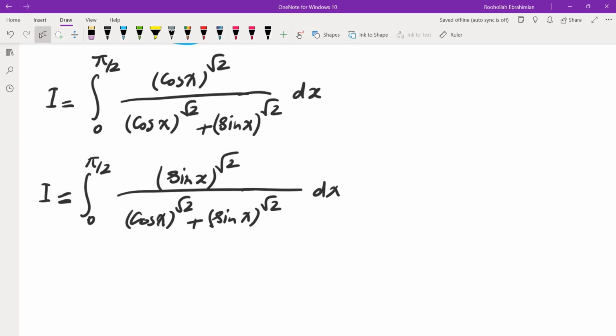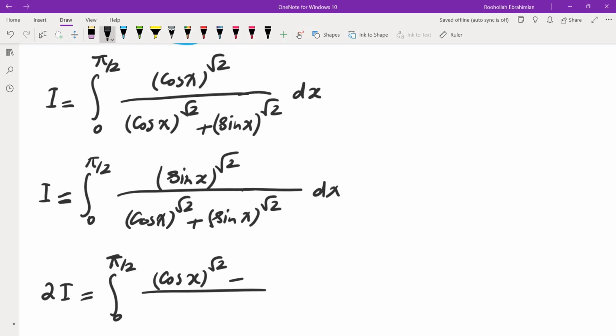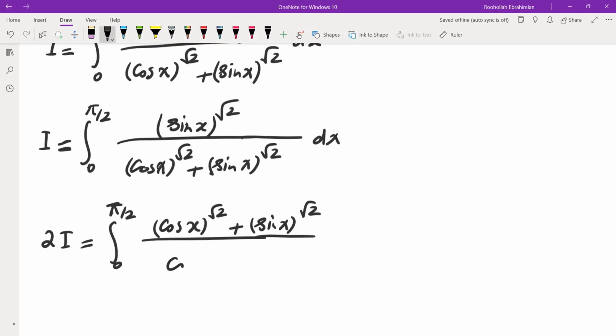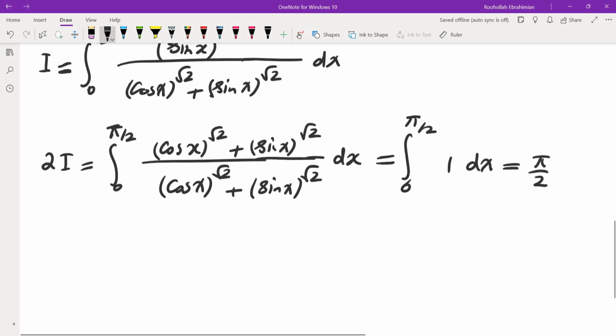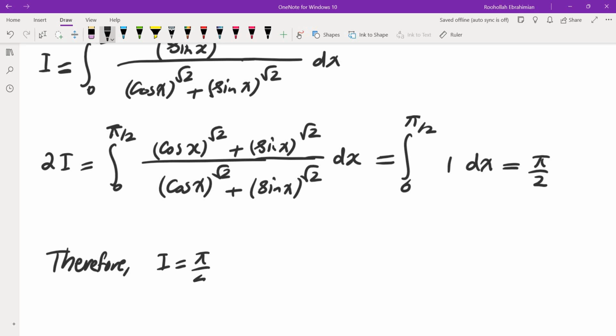Now watch what happens when we add these two. We get twice this integral equals the integral from 0 to pi over 2, and the integrand becomes cosine to the power of root 2 plus sine to the power of root 2, since the denominators are the same, over the same thing, cosine of x to the power of root 2 plus sine of x to the power of root 2, which is equal to the integral from 0 to pi over 2 of 1 dx, and that is in fact pi over 2. So therefore I is going to be pi over 4. So the given integral is pi over 4.